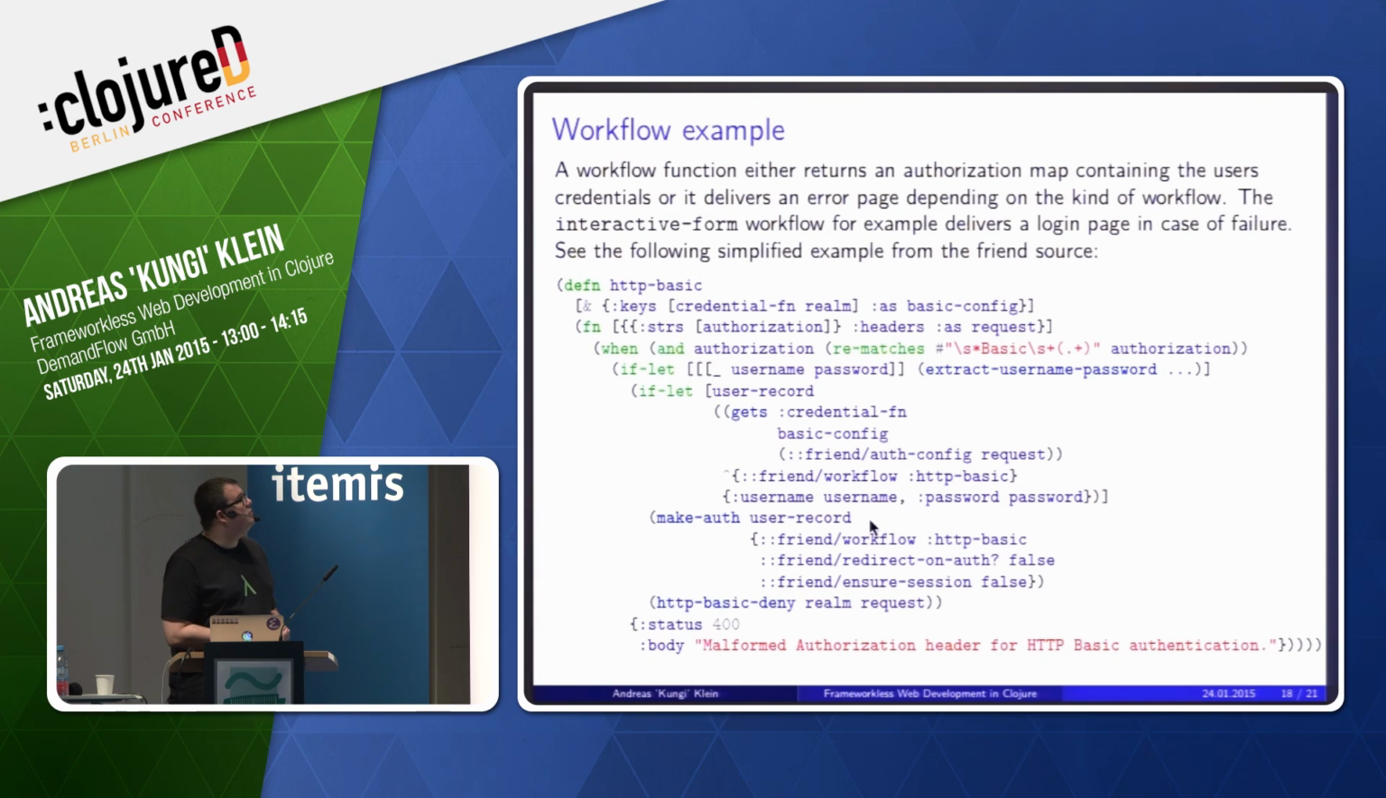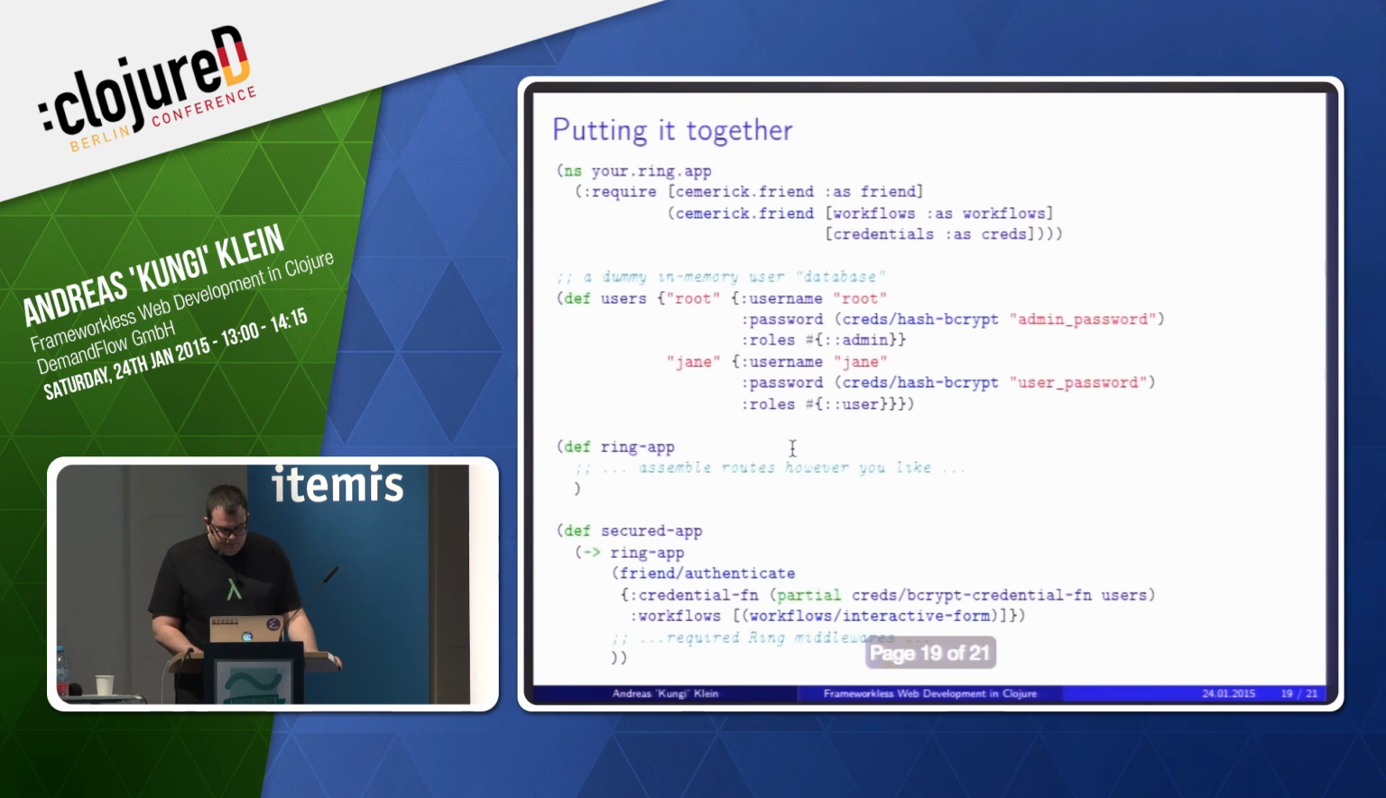If the Friend authenticated method middleware, which you wrap around your application, finds some kind of authentication record, the user is authenticated. If not, then he gets rejected. So that's basically what this code does. It uses a credential function, then gets the auth config from the request, and then creates a new one. And if no user record exists, it comes from up here. I think you get the example.